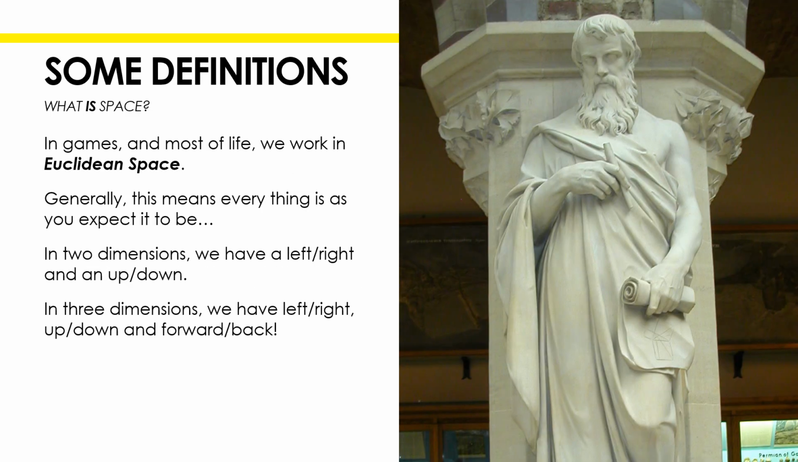Before we go any further, let's set out some definitions for what we are actually talking about when we discuss directions and space itself. In games and most problems we come across in life, we are working in Euclidean space. If we're working in non-Euclidean space, then something has gone wrong. Generally, what this means is that everything is as you expect it to be. If we're working within 2 dimensions, we have a left, right, and an up, down. If we're in 3 dimensions, we have a left, right, up, down, and a forward and back. So width, height, and depth.